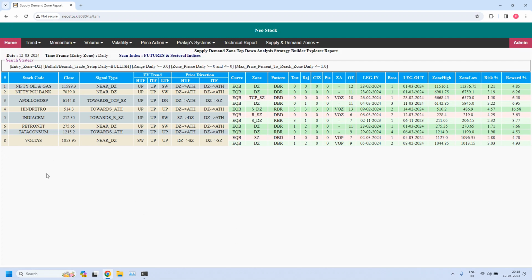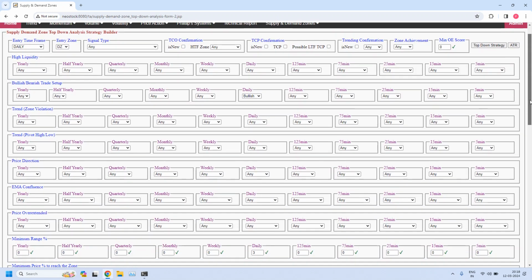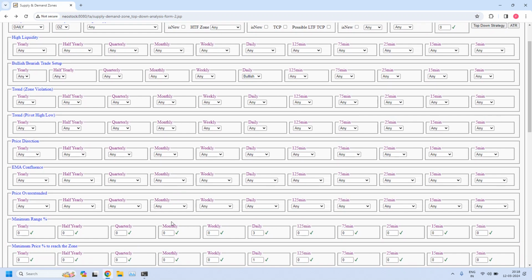Now let me generate 2% close to the demand zone. In 2% close to the demand zone, all these 8 stocks plus some more stocks between 1% and 2% will also be listed. So I am going back. For maximum price percent to reach the zone in daily time frame, I am changing the value from 1 to 2%. Now 1% is changed to 2%.